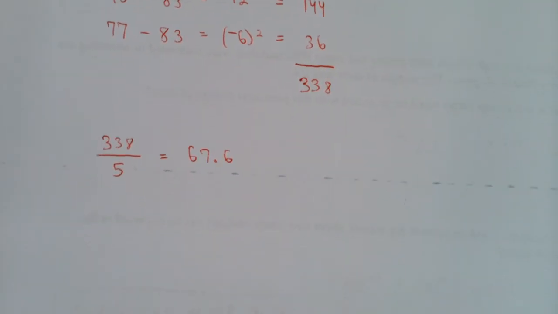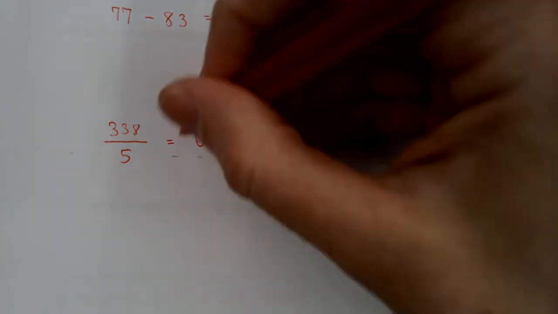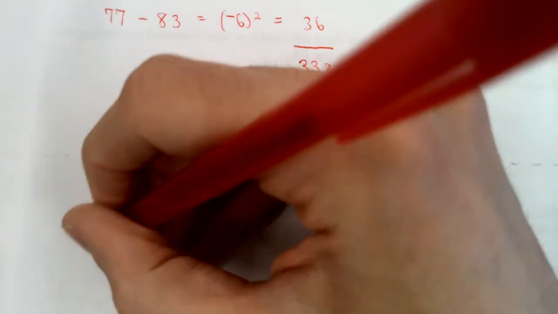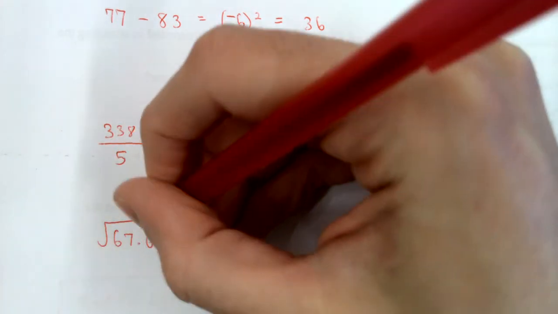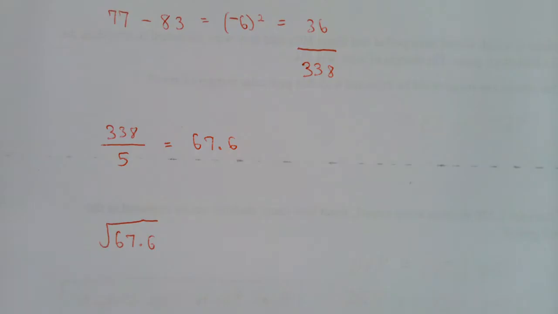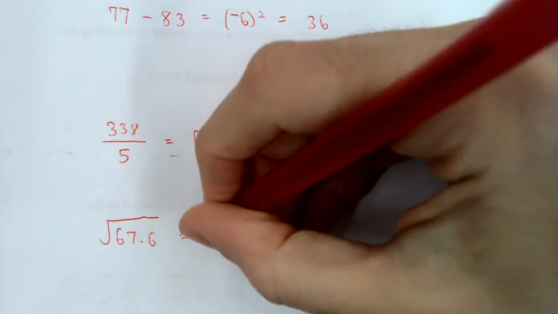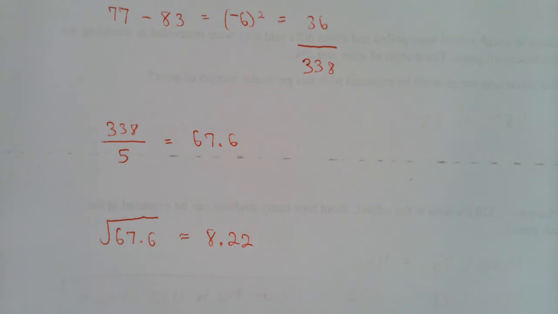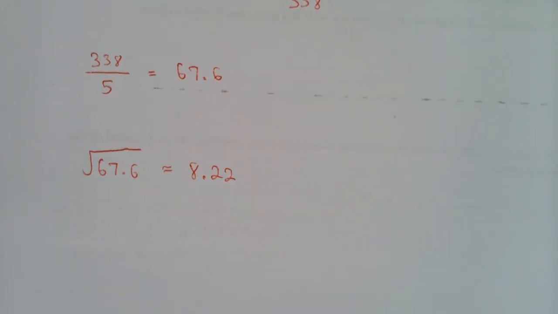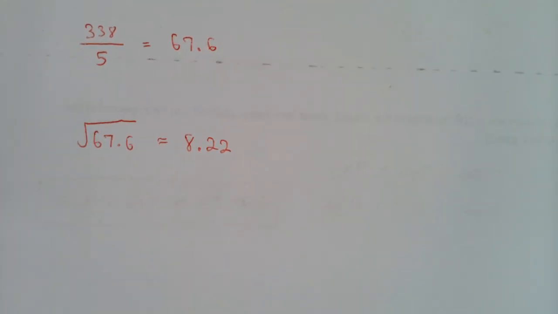And the last step is we take the square root of that number. That's called the variance, by the way. Let's say square root of 67.6. I'm just going to round it. I'll do 2 decimal points. I'll say it's approximately 8.22. Okay, so that's the answer. That's the standard deviation. The standard deviation of Joe's quiz grades is 8.22.